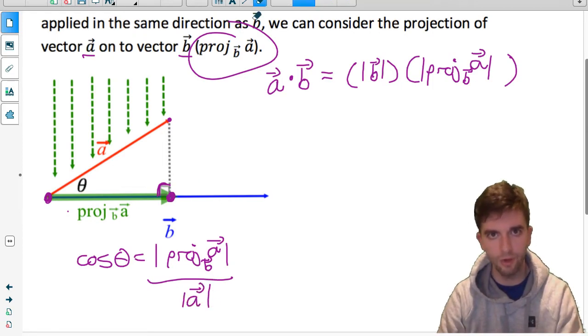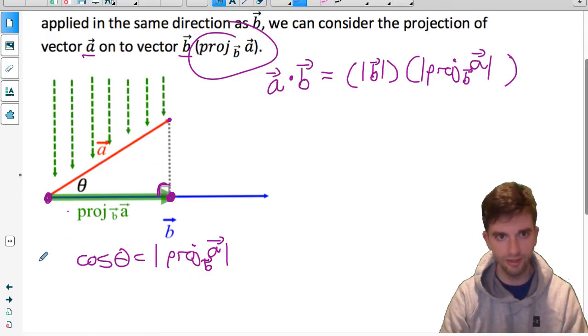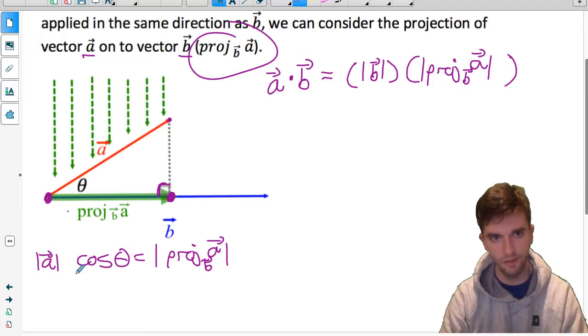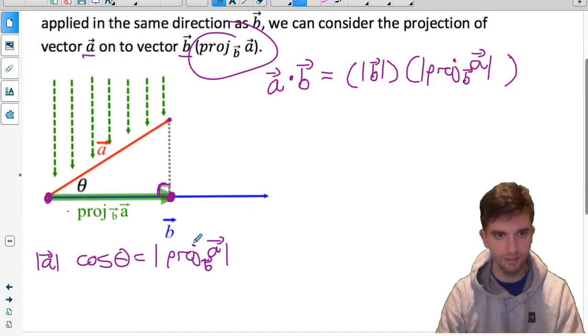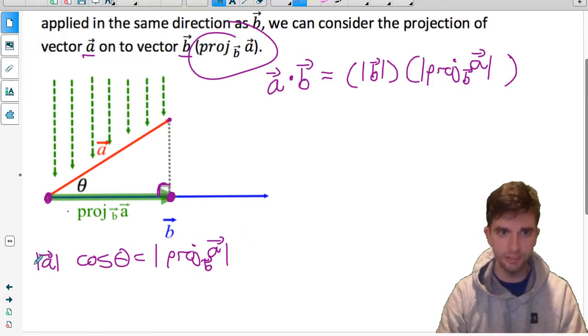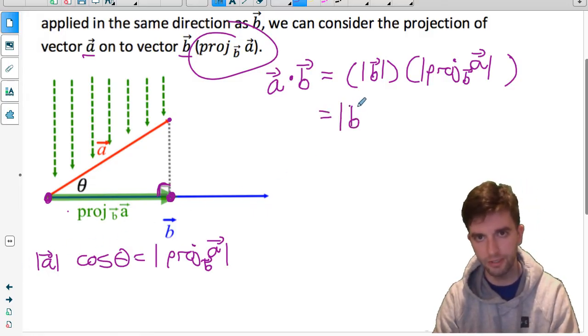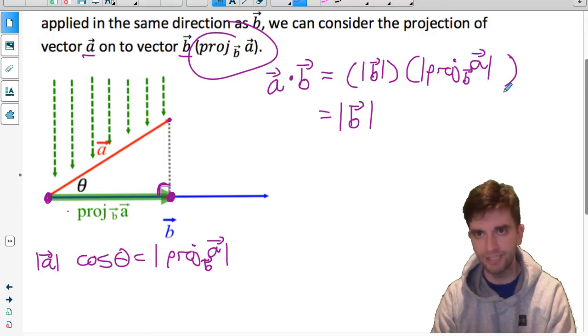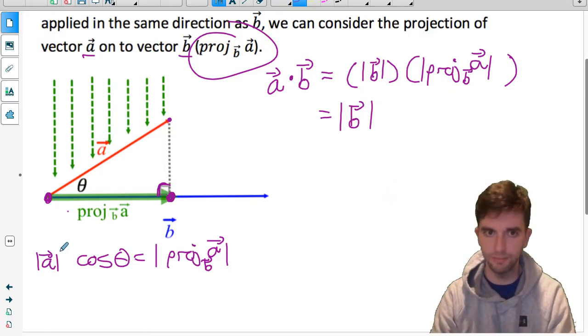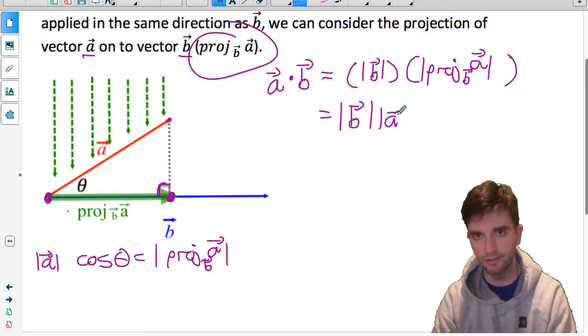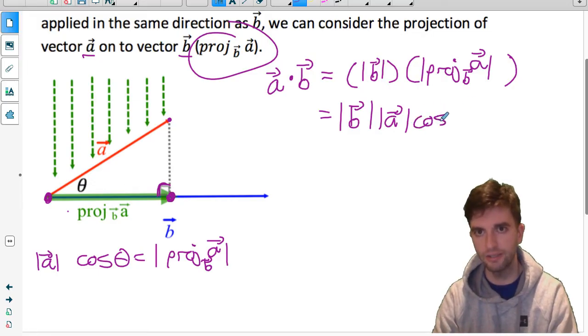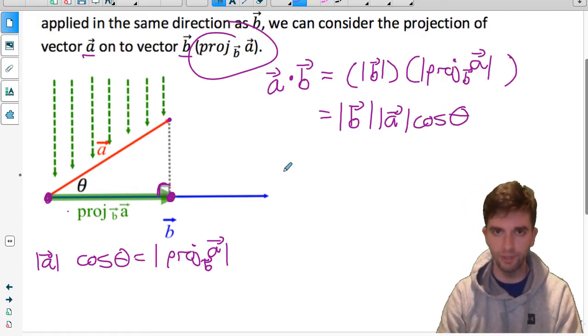And then we can just multiply both sides by the magnitude of A, and then we have the magnitude of the projection isolated. So I've got the magnitude of the projection of A onto B equals the magnitude of A times cos theta. So up in this formula for dot product, I can replace the magnitude of this projection of A onto B with the magnitude of A times cos theta. And there's my formula for the dot product.